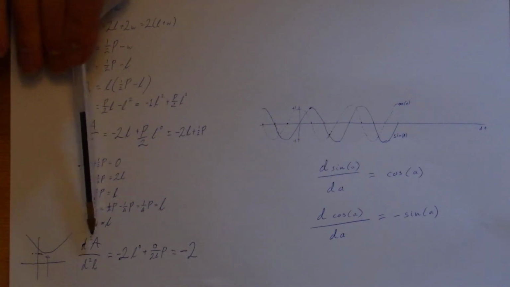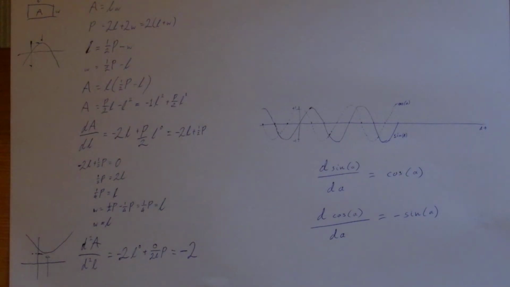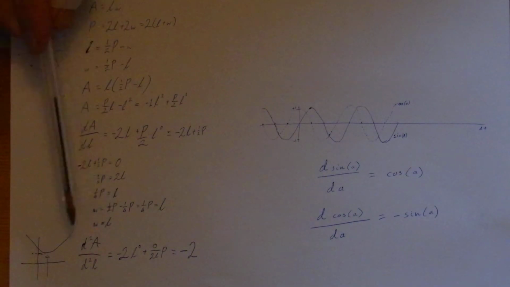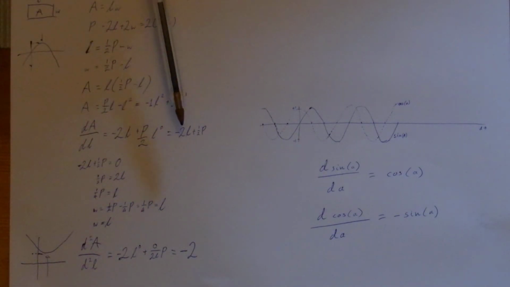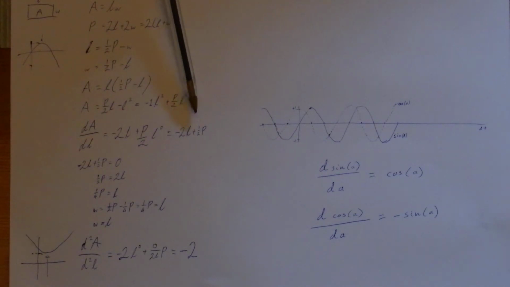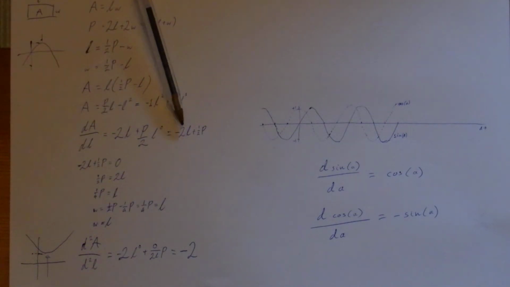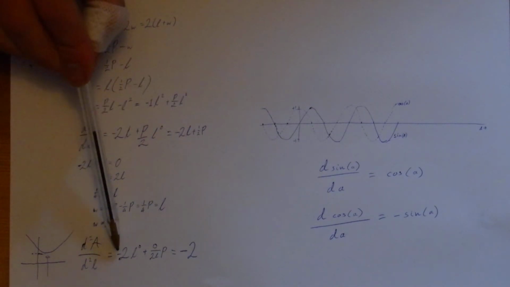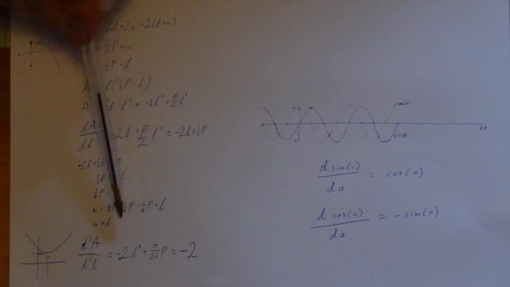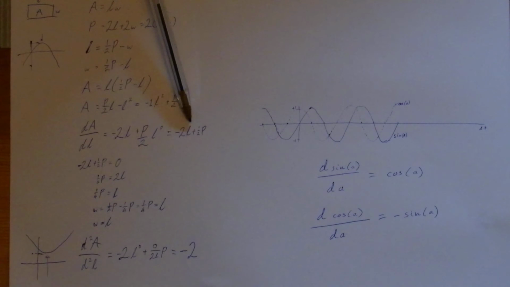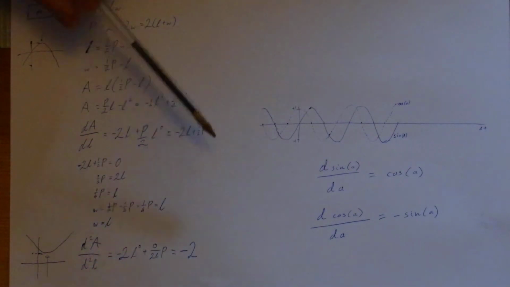It's easier to just say d2A by d2L. It's so much easier. And to get that, we take that and do the same thing as we did to get from there to there. Minus 2L to the 1 becomes minus 2 times plus 1 is minus 2. L to the 1 minus 1 is 0. Minus 2L to the 0, also known as minus 2.